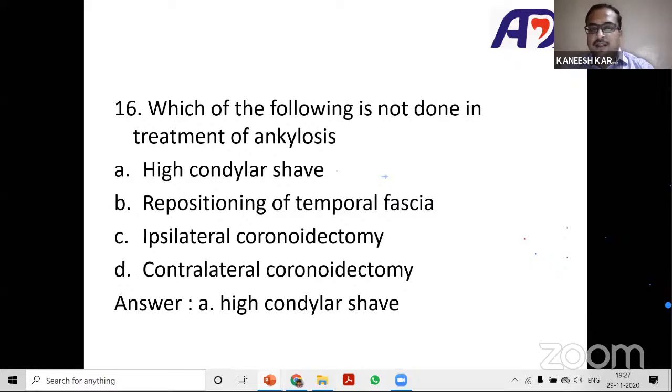Okay. Rest are all treatments of ankylosis. You can do a interpositional gap arthroplasty or ipsilateral coronoidectomy or contralateral coronoidectomy, but you cannot do a high condylar shave.